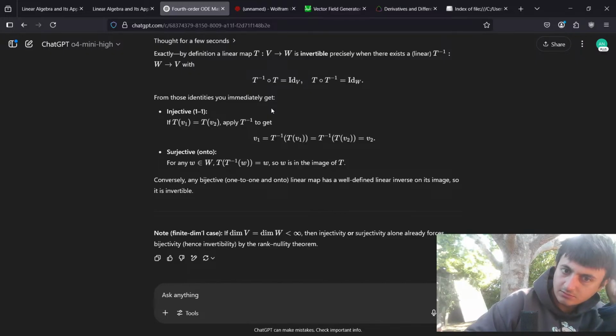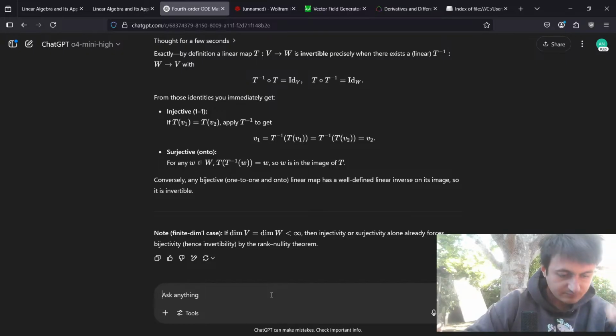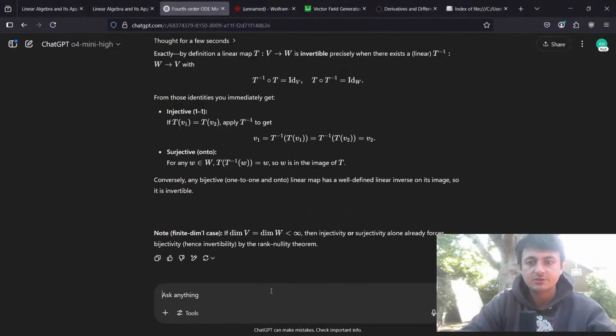Okay, so oh, is that really true? If the dimensions of V and W are equal and not infinite, then if you have injectivity, you get surjectivity and thus invertibility. Wow, that's kind of cool. That's really cool, actually. All right.